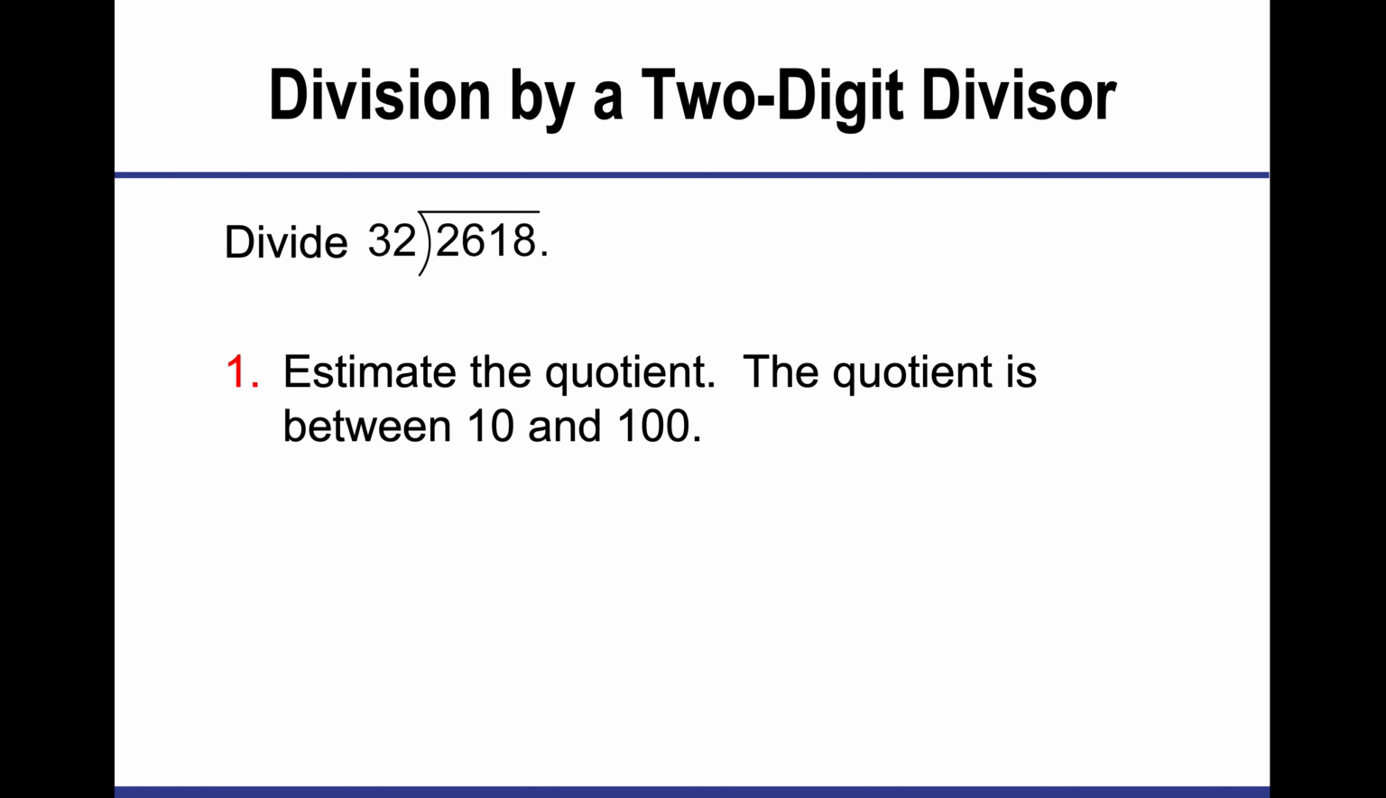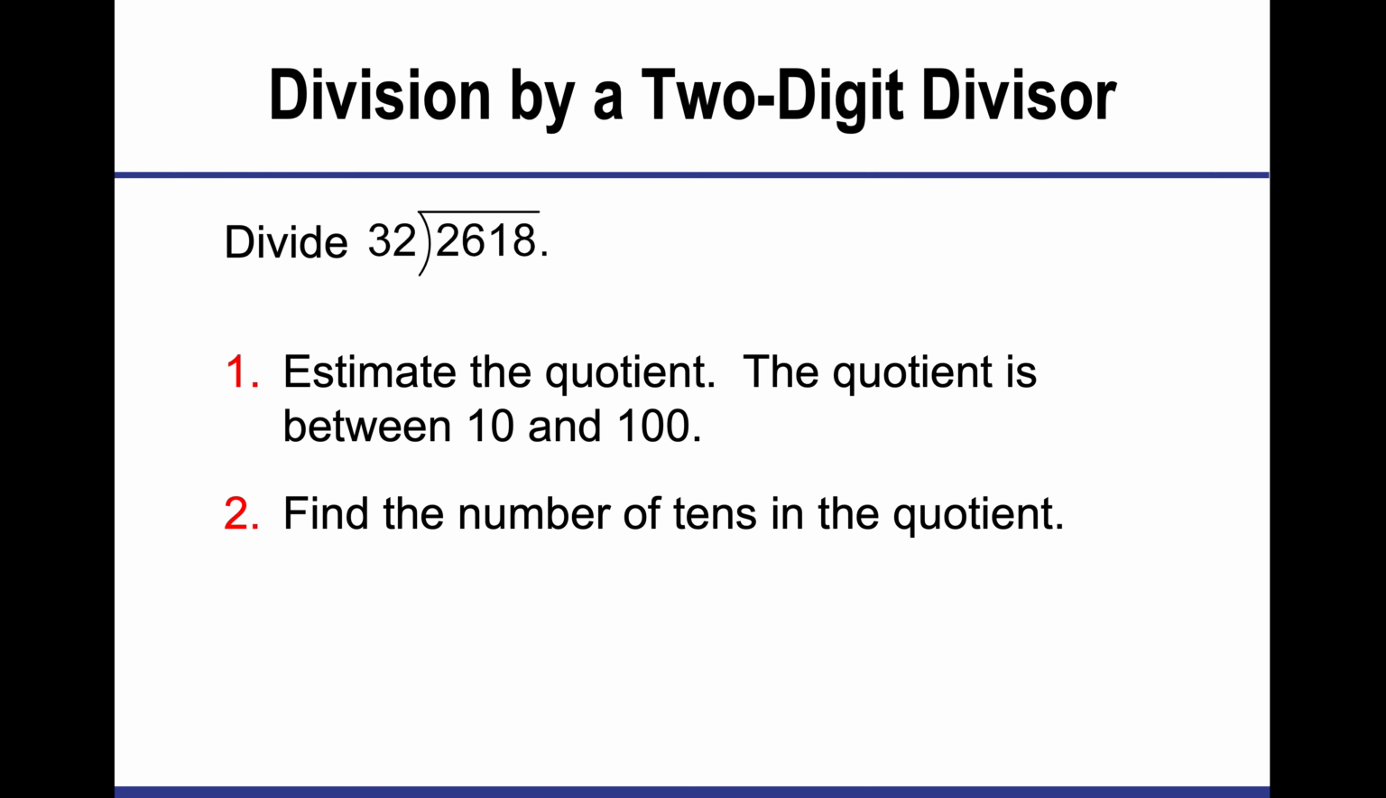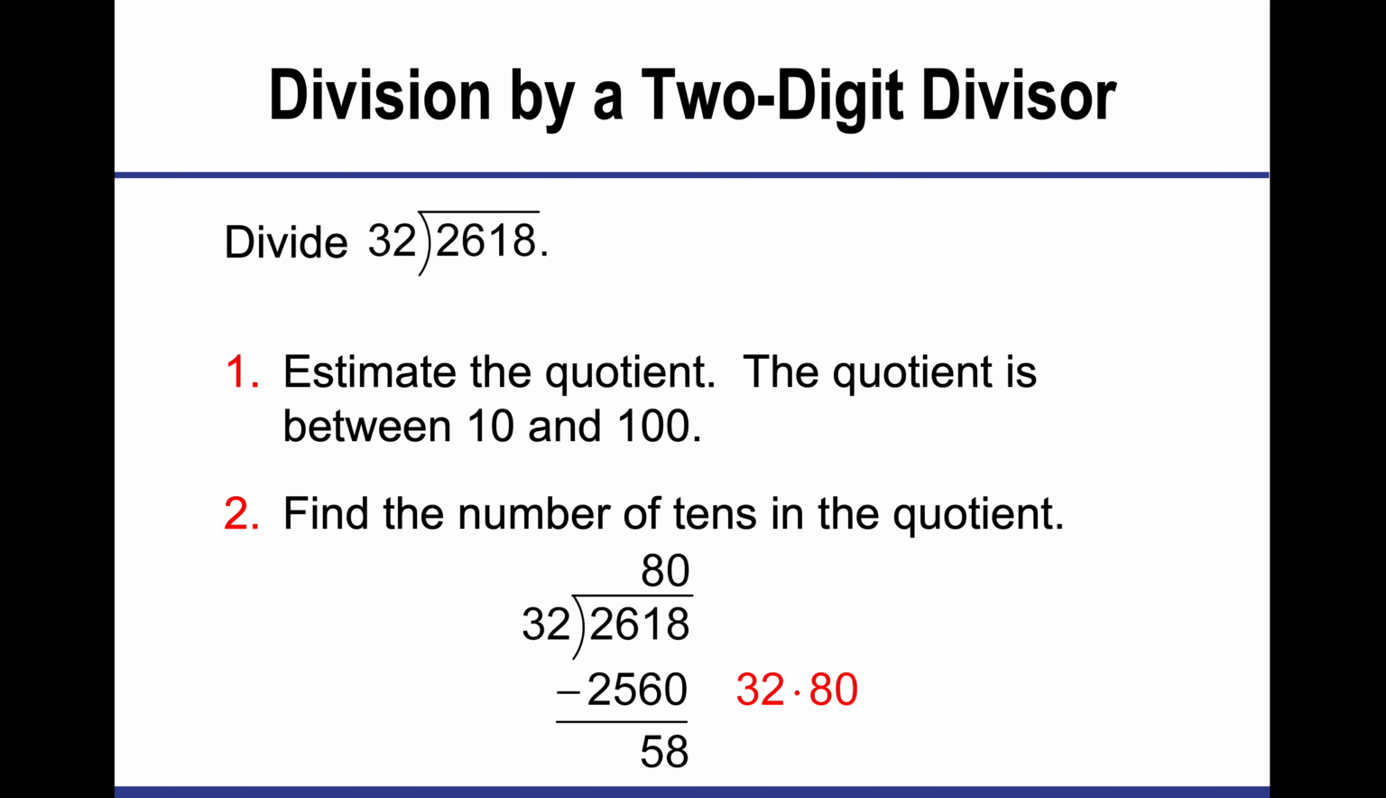So if I want to estimate, the quotient's going to be somewhere between 10 and 100 because 100 would be 3,200. So that's why I'm saying it's somewhere between 10 and 100 if I'm looking at whole tens. If I want to find the number of tens in the quotient, I can go ahead and launch into 32 goes into 261. How many times?